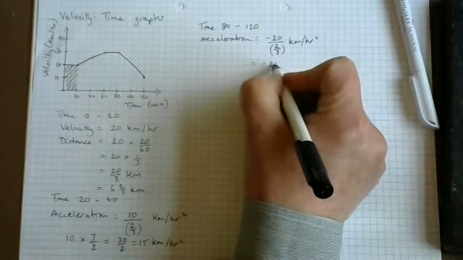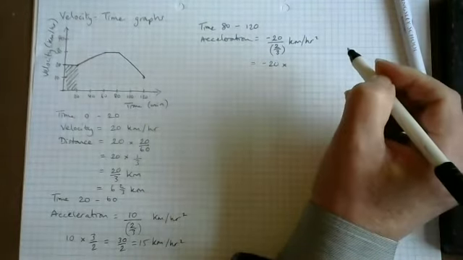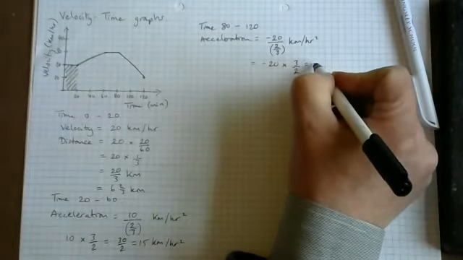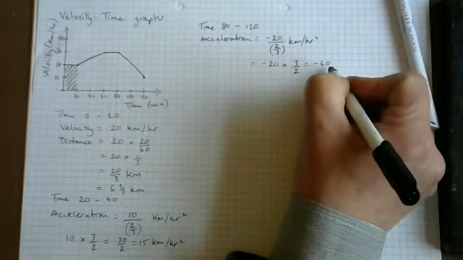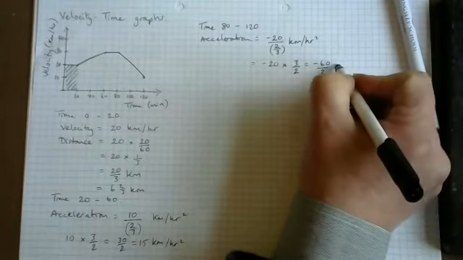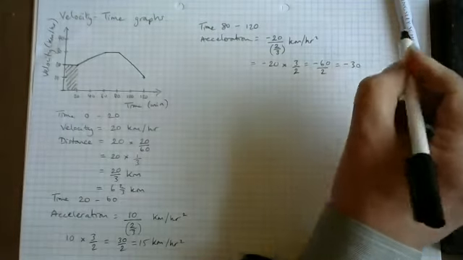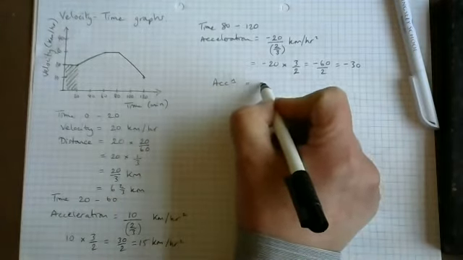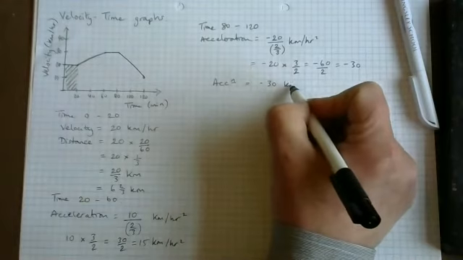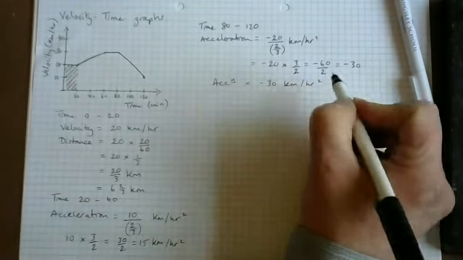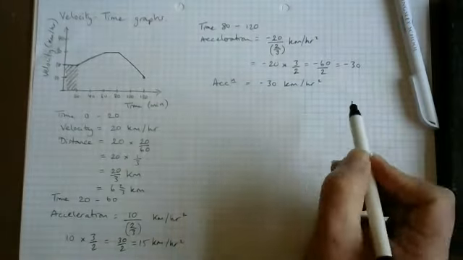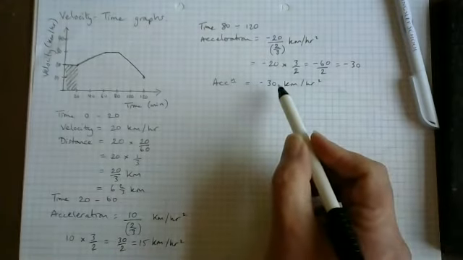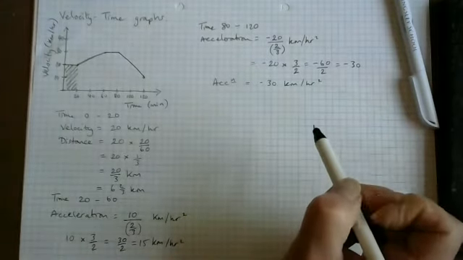Equals minus 20 times, divided by a fraction, we change and we flip. 3 over 2 equals minus 60 over 2 equals negative 30. So my acceleration equals negative 30 kilometers per hour squared. That means I am decelerating. If the acceleration is negative, then I'm slowing down. I'm slowing down by 30 kilometers per hour per hour.